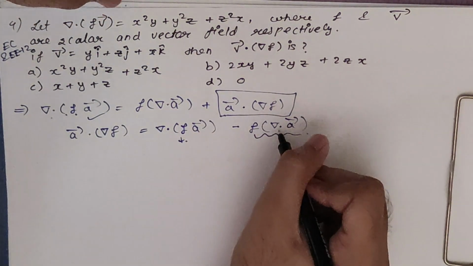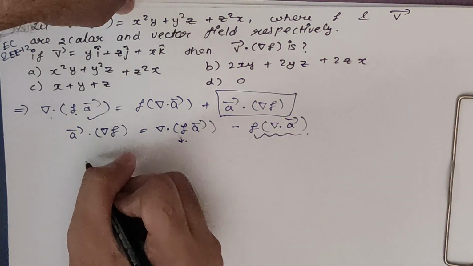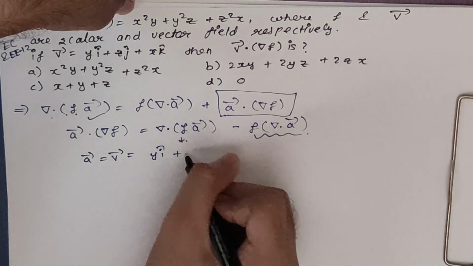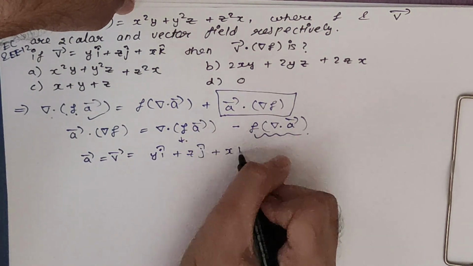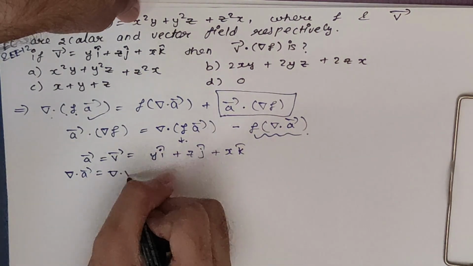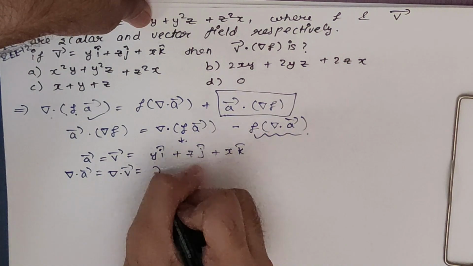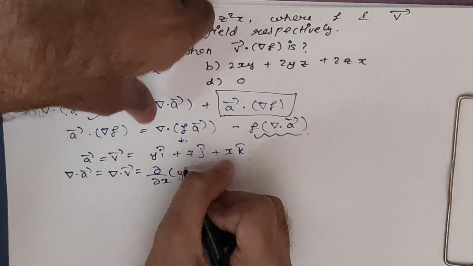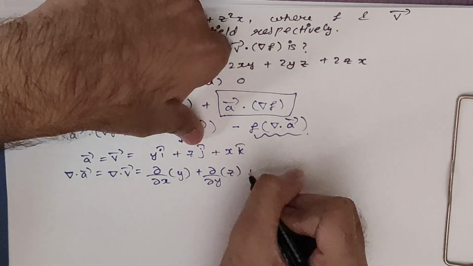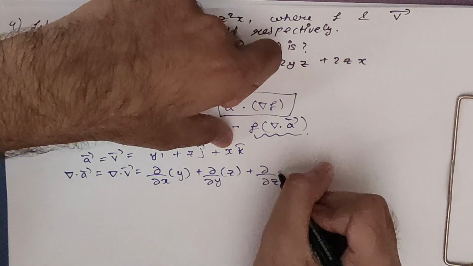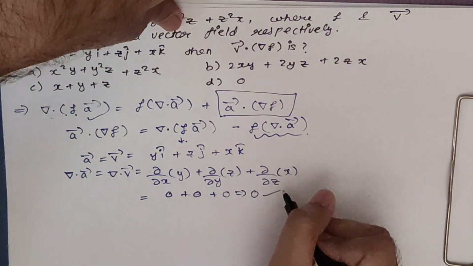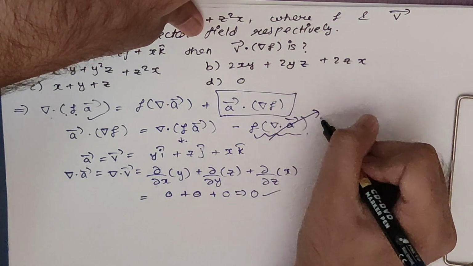For that we will require divergence of a bar. Here a bar is basically v bar, y i cap plus z j cap plus x k cap. If we get the divergence of this, we will get del dot v bar equal to dou by dou x of the x component, y here, plus dou by dou y of the y component, it is z, plus dou by dou z of the z component, it is x. So you will get 0 plus 0 plus 0. So basically the result is 0. So this term will be equal to 0.